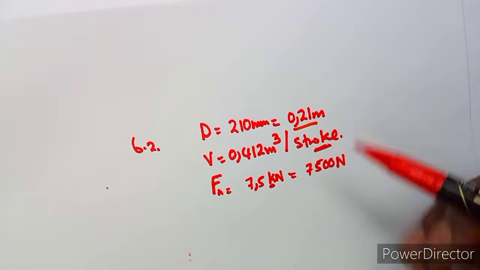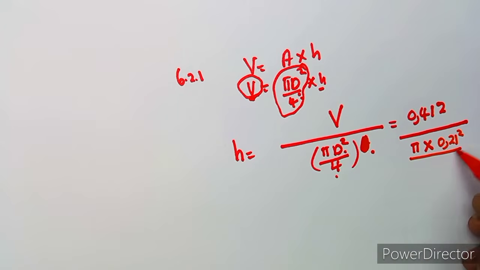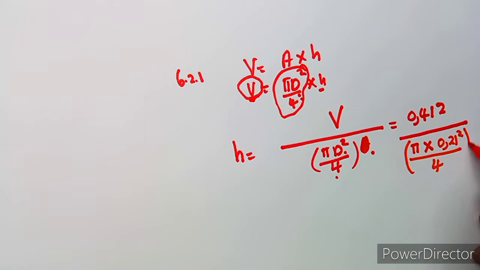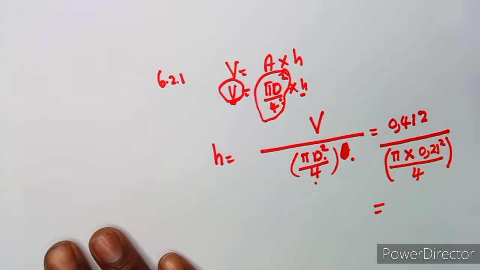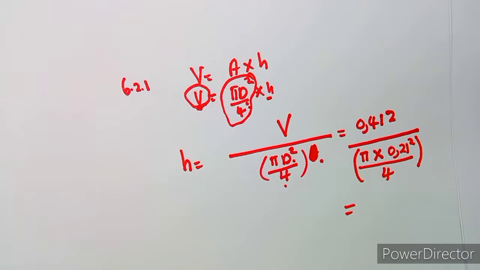Our d here, that's 0.21 squared. So we've got 0.21 squared over 4. So this is what you're going to have at the end. You can actually simplify further here using your calculator from the information that you have got. And I think, yes, everything is there. We've got all that we need.